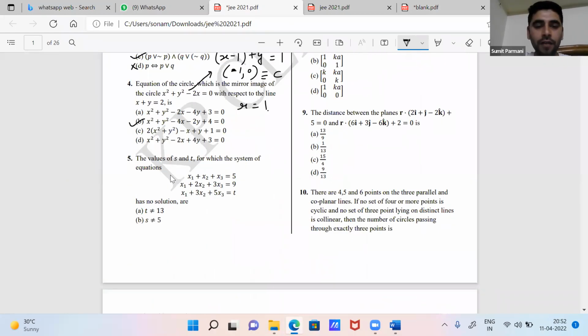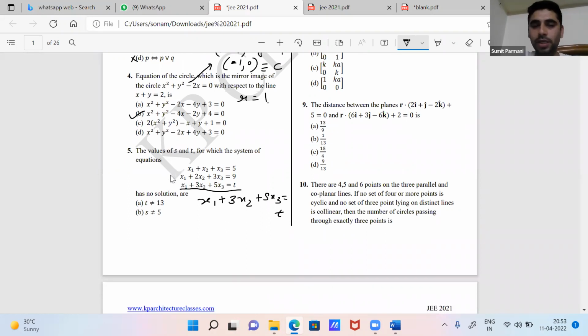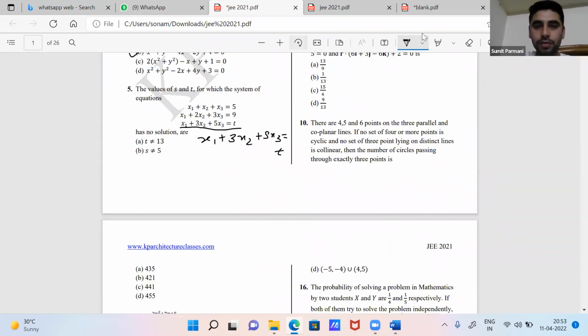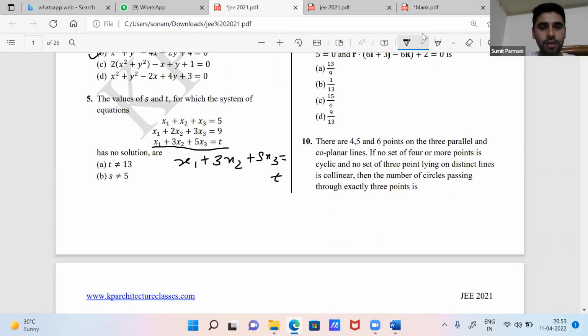Okay, for the fifth one, you have to make some changes. There is an error in this equation. The equation is x1 plus 3x2 plus s x3 is equal to t. Okay, so this is the equation. Now, the value of s and t for which the system of equations has no solution. Okay, for no solution, we have del is equal to 0.